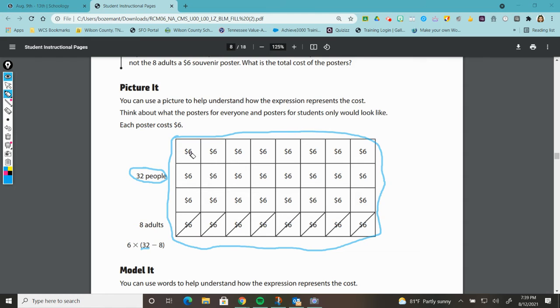Now, look at what is inside the boxes. $6. So they put $6 for every person going on the trip. That's how much the posters cost. Then they marked out some of the boxes. If you count up the number of boxes that are marked out, you will find that it is 8 boxes that were marked out. Because remember, the adults are not getting posters. So this picture is one way to look at this expression and to evaluate it.